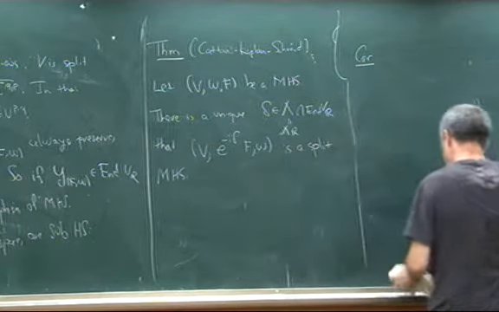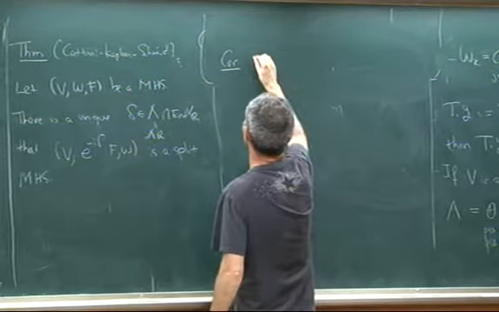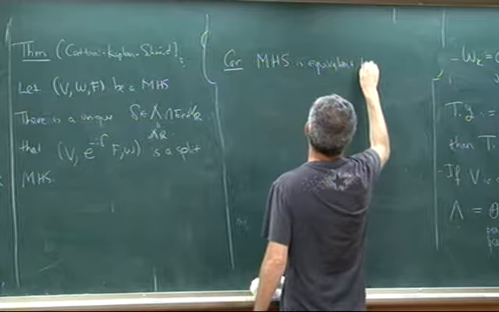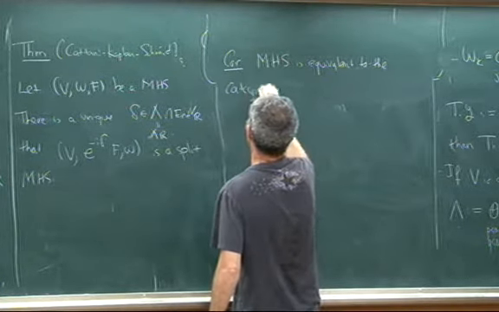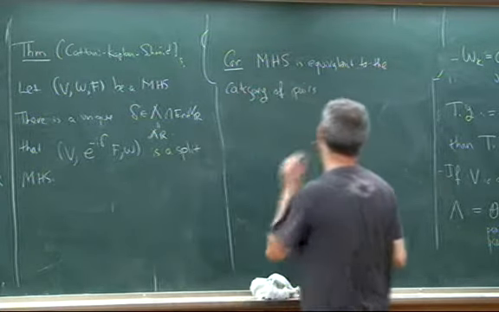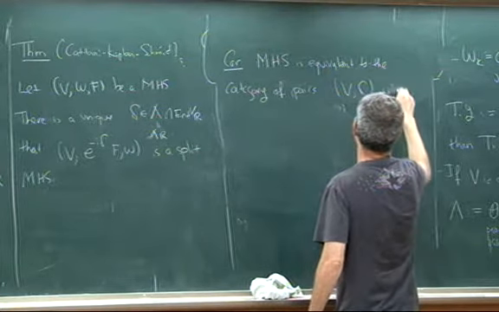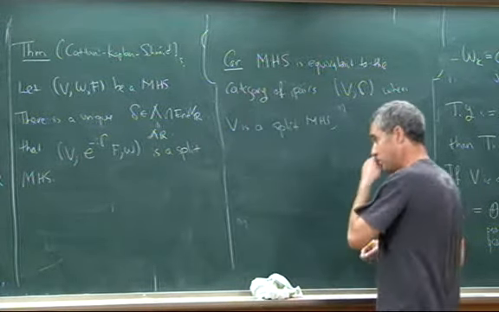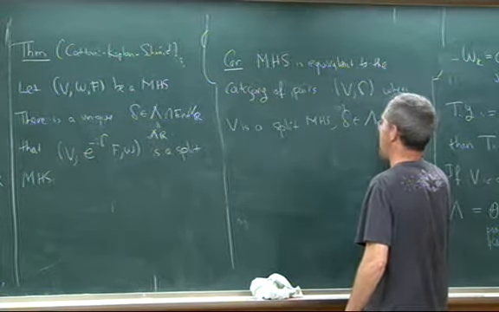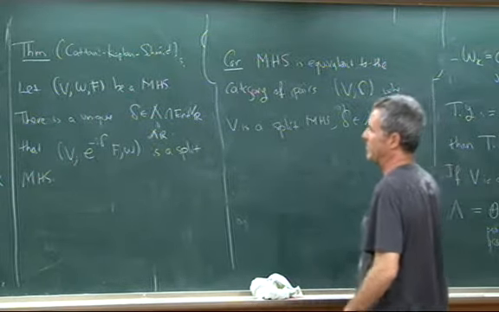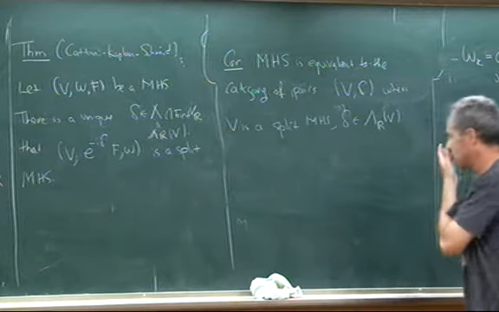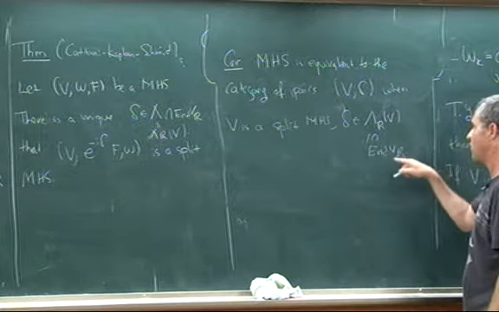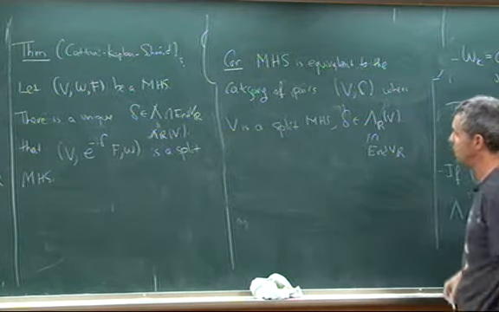So the first corollary is that the category of mixed Hodge structures is equivalent to the category of pairs (V, delta), where V is a split mixed Hodge structure, and delta is in Lambda_R of V. So delta is an endomorphism of V that strictly lowers each of the I^{p,q} by one.